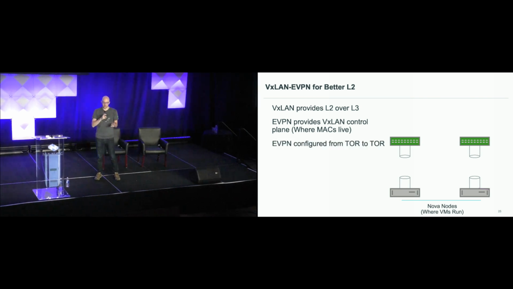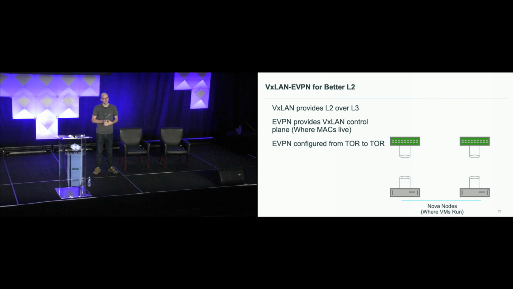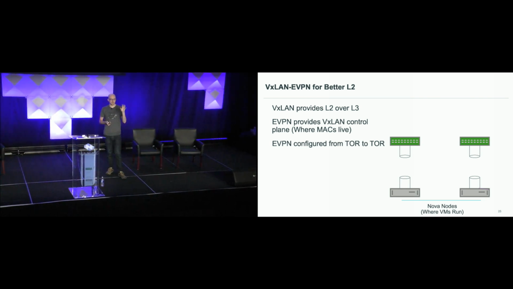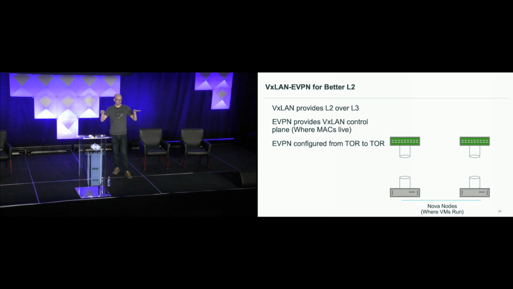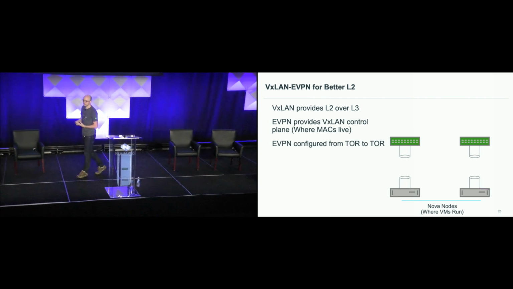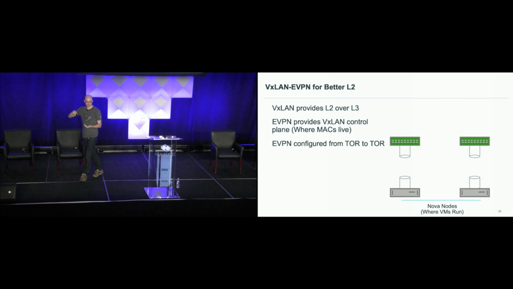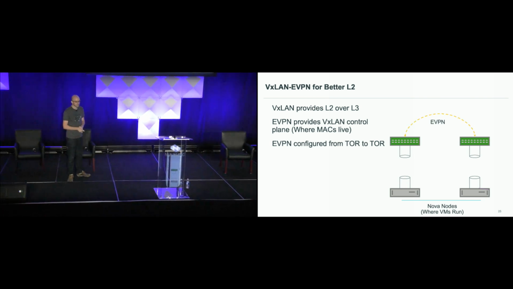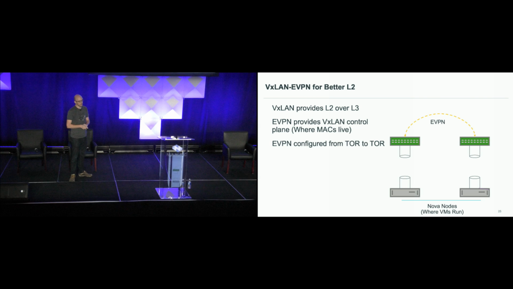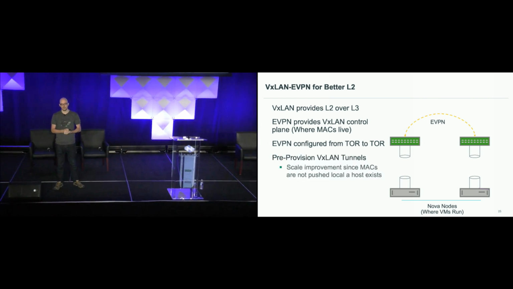EVPN is configured from TOR to TOR, from leaf to leaf, from top of rack to top of rack. Generally, there's a lot of design options here, and that's not what we're here to talk about today, but generally you're not going to run EVPN on your spines or in your core. It's only on the top of rack switches, only at the edge. Again, just like MPLS, you can think of it exactly the same way. You're doing peering from PE edge to PE edge, not within the Ps, not in the core. So I build this EVPN peering across the data center, and I can pre-provision VXLAN tunnels.